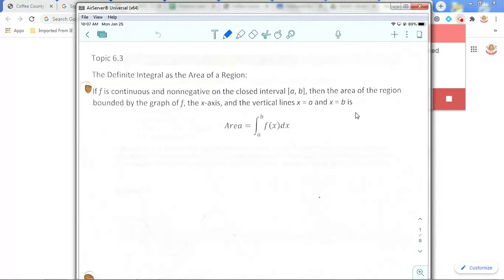If f is continuous and non-negative on the interval from A to B, then the area of the region bounded by the graph of f, the x-axis, and vertical lines at x equals A and x equals B is given by this notation. Let's talk about what these things are. This symbol right here means the integral. So that's the integral sign.